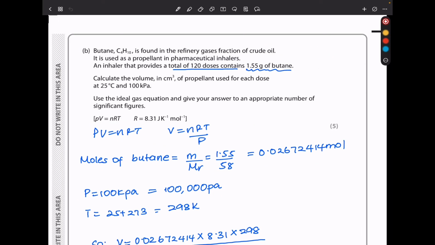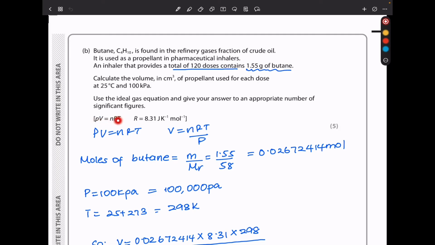In part B, butane is found in the refinery gases fraction of crude oil. It is used as a propellant in pharmaceutical inhalers. An inhaler that provides a total of 120 doses contains 1.55 grams of butane. They want you to calculate the volume in centimeters cubed of propellant used for each dose at 25 degrees Celsius and 100 kilopascals. They want you to use the ideal gas equation and give your answer to an appropriate number of significant figures.